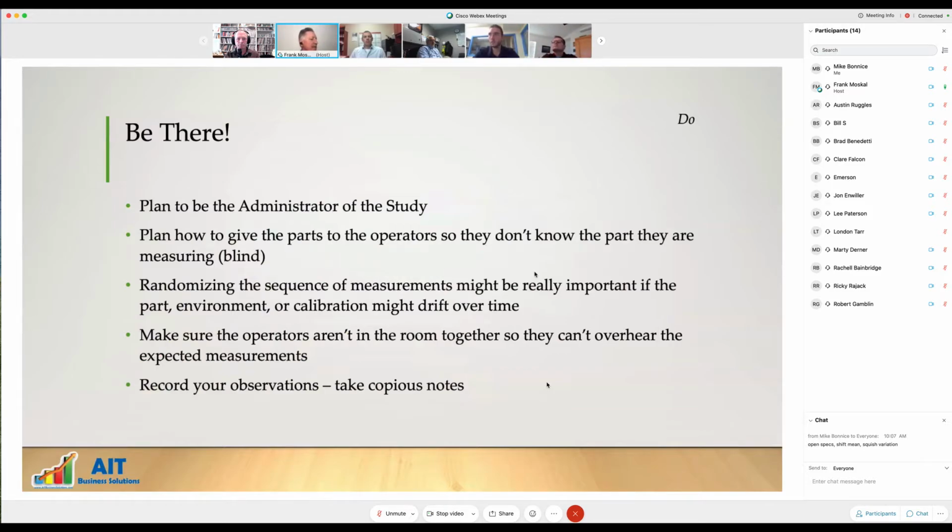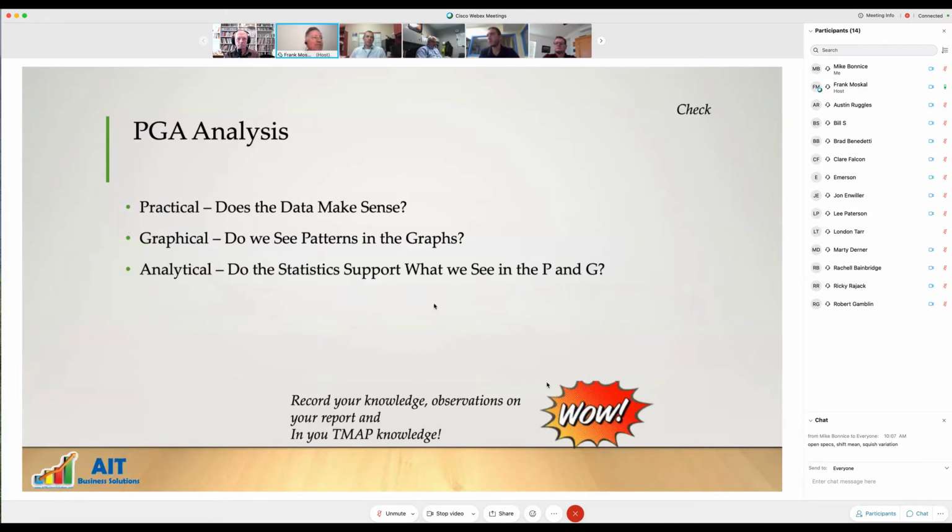Don't try to design the study and then throw it over the wall to somebody else to run or take measurements for you. I think most of us have been surprised when we've tried to run studies, any kind of study, without being there and being able to take those copious notes.